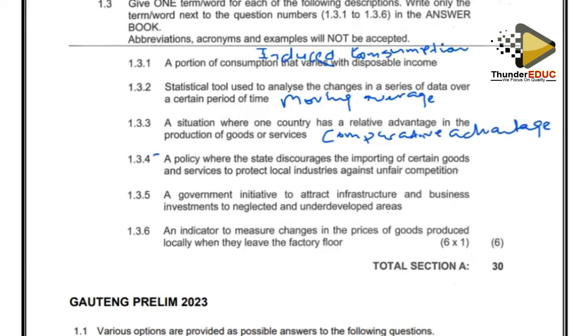Okay, right. So now, grade 12, moving on to the next question. We have 1.3.4, and 1.3.4 reads as follows. A policy where the state discourages the importing of certain goods and services so as to protect local industries against unfair competition. Okay, so now the moment the government comes into play, when there is a flow of goods and services amongst different countries, that calls for what you call protection. So now that concept is going to be called protectionism. So this is protectionism.